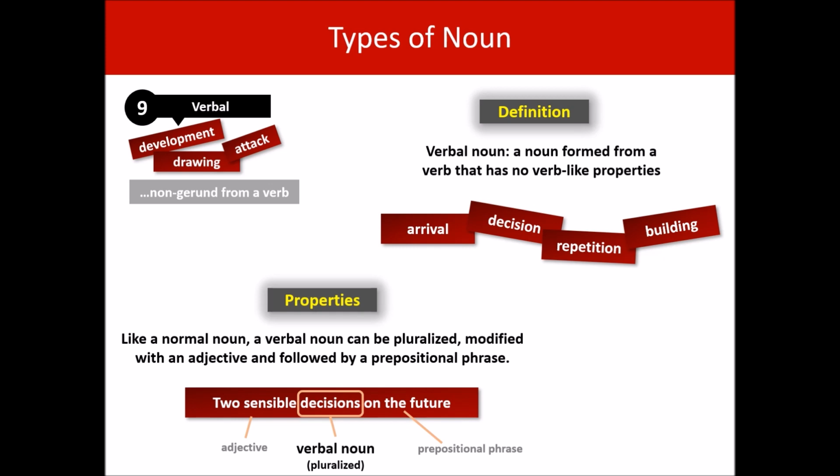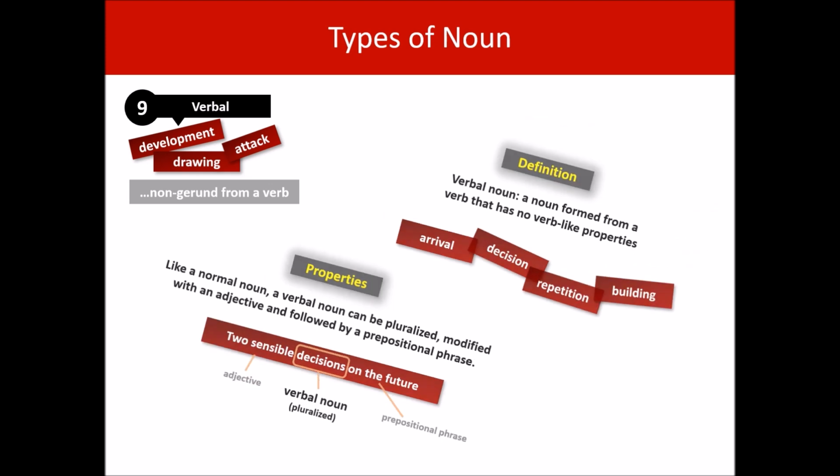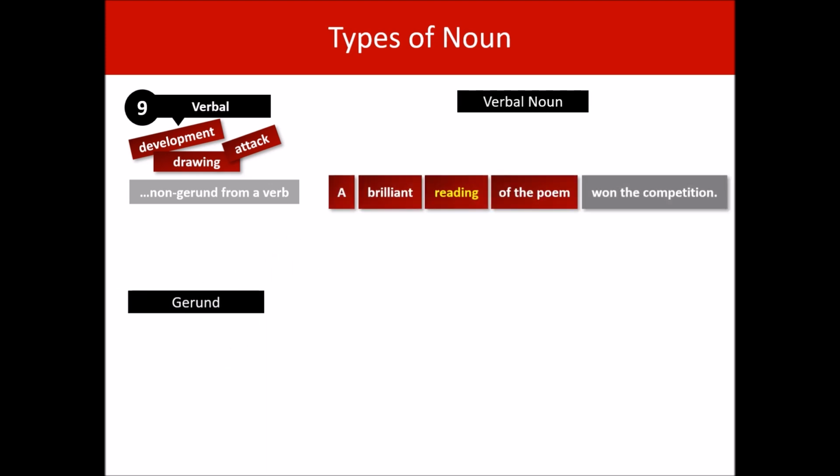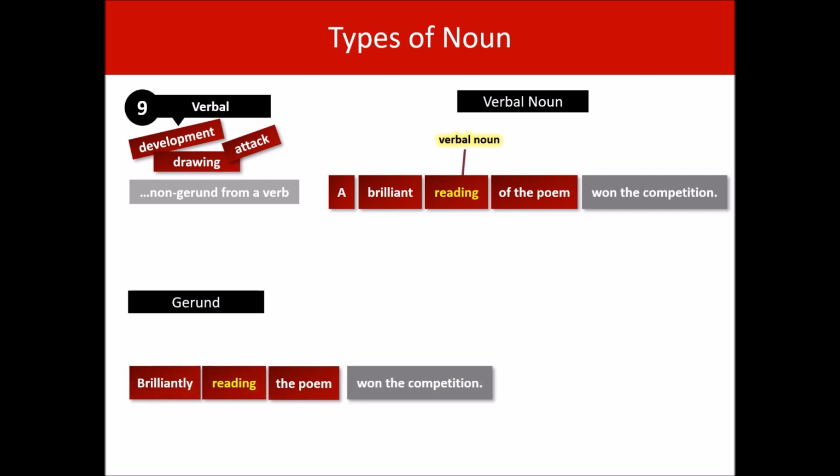So let's put up a verbal noun and a gerund with similar examples. A brilliant reading of the poem won the competition. This is our verbal noun, reading. Let's put up a similar version with a gerund. Brilliantly reading the poem won the competition. This is our gerund. Now look at the verbal noun. It has been modified with a determiner and an adjective. You can't do that with a gerund.